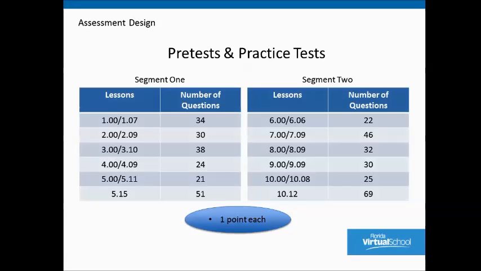The pre-test and practice tests are only worth 1 point. As you can see, they both have the same number of questions. So 1.00 and 1.07, there are 34 questions in the pre-test and 34 questions in the practice test. The entire pre-test and the entire practice test is worth 1 point. At the end of the segment, there is an extra review test, which is the segment practice test. They have more questions on them, but it's still only worth 1 point.